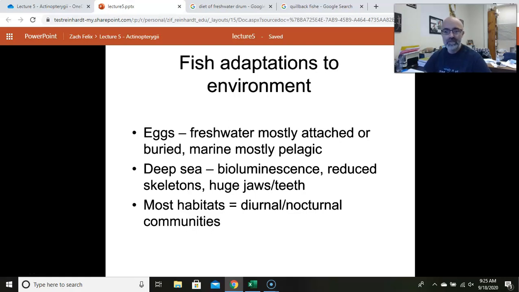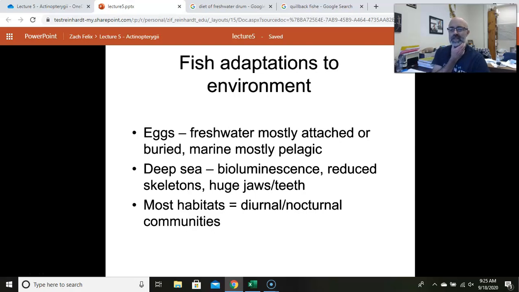Skeletal modifications associated with the pressure of living in the deep sea. Could be a lack of calcium down there too. See these gigantic wide jaws, teeth. Probably think about that. That would be maybe an adaptation to the low prey base and infrequent feeding opportunities. And so when you get the opportunity to eat, you're going to eat the biggest thing you possibly can, right?